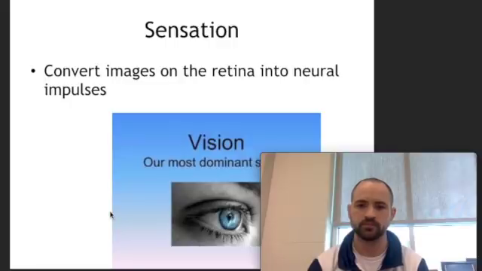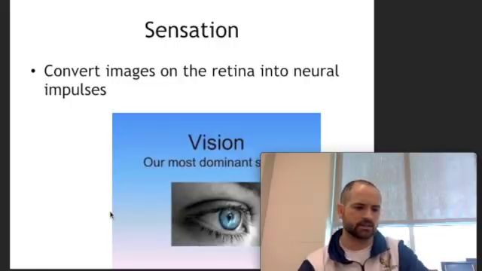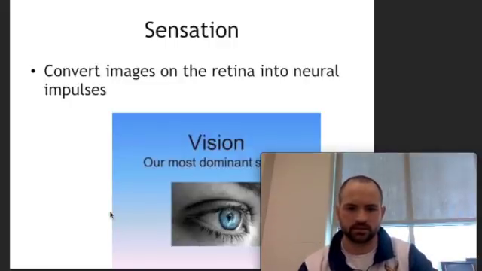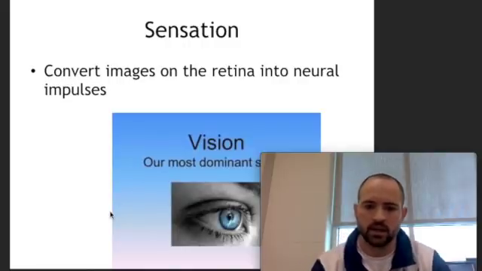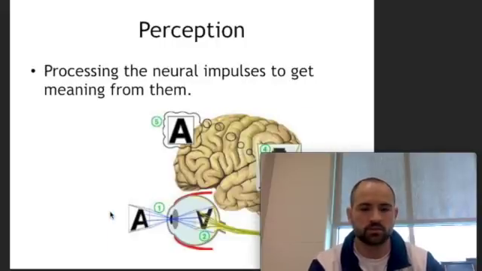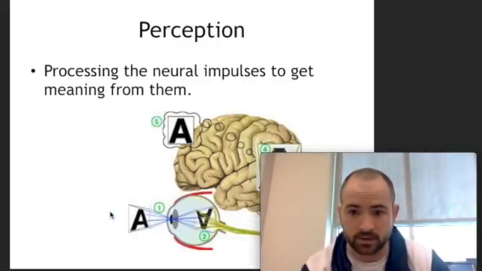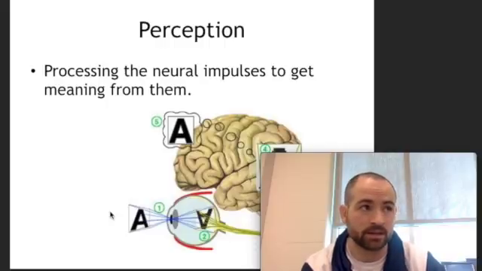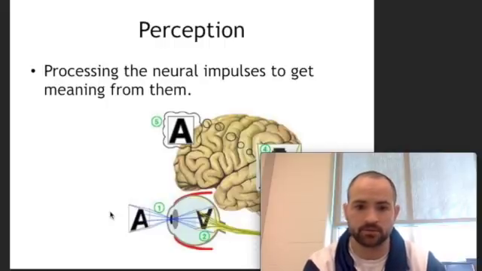Okay, that's sensation. So when I say senses, like what your senses are: touch and smell and hearing and eyesight, and seeing dead people, whatever it might be. That's the whole sensation part. Perception is when we actually process that neural impulse to get meaning from it. And dang it, my prep just ran out, so I'm going to have to pause this here.